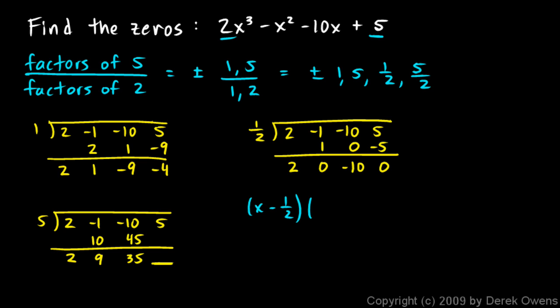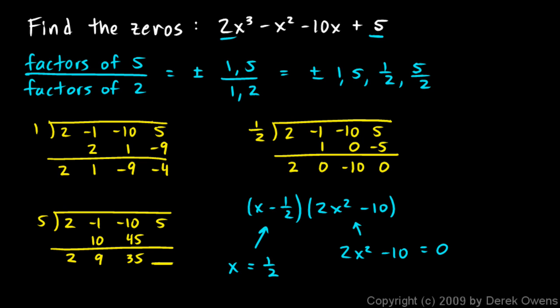And then the other one is 2x squared plus 0x minus 10. So we're told to find the zeros. So from this, we see that x equals 1/2 is one of the zeros. And from this, we'll get another zero. 2x squared minus 10 has to equal 0. What value for x right there makes that true?